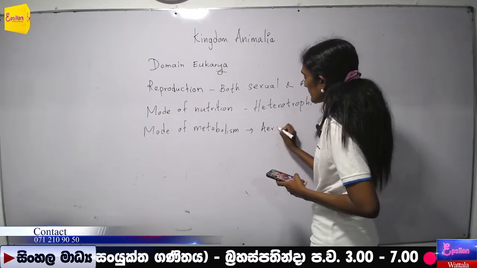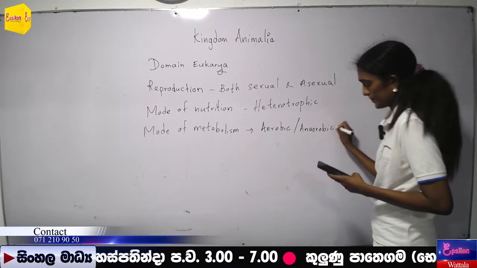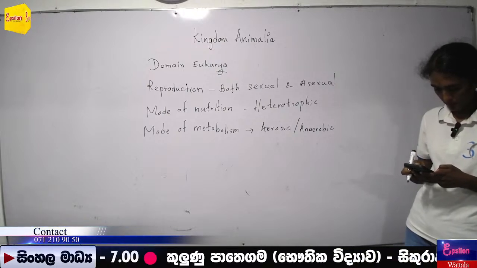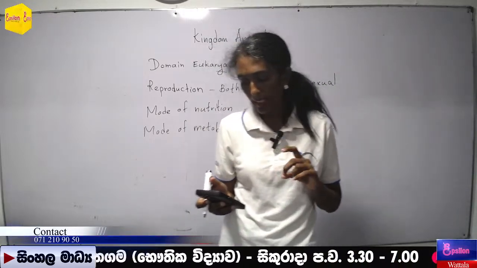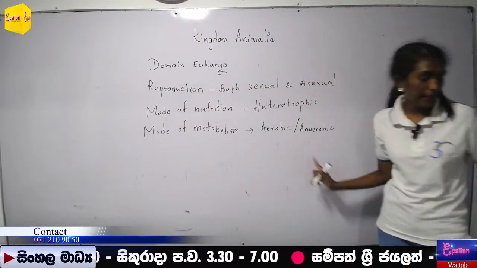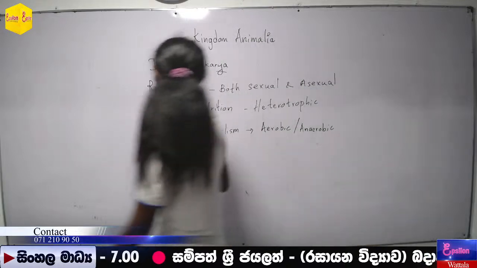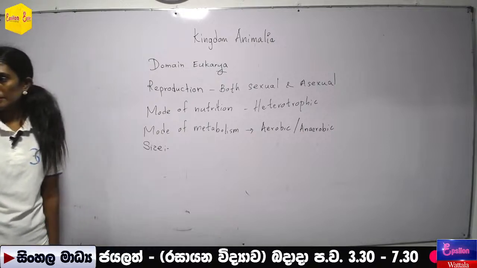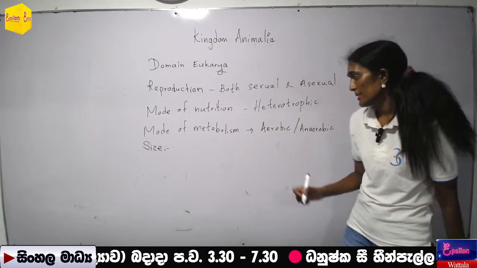Okay, aerobic, anaerobic. Oh, it says like this: some parasitic worms and deep sea organisms can also rely on anaerobic respiration. Okay, but very few are anaerobic, remember that, right? Mostly aerobic. Right, then size, what can we tell about their size? It varies, that means microscopic ones are there, macroscopic ones are also there.